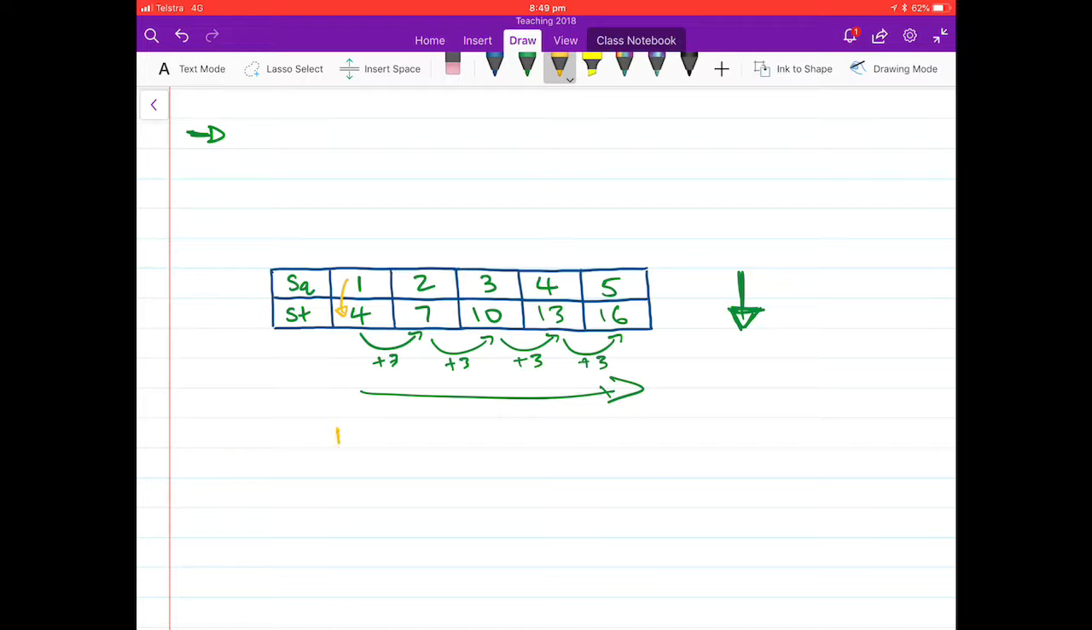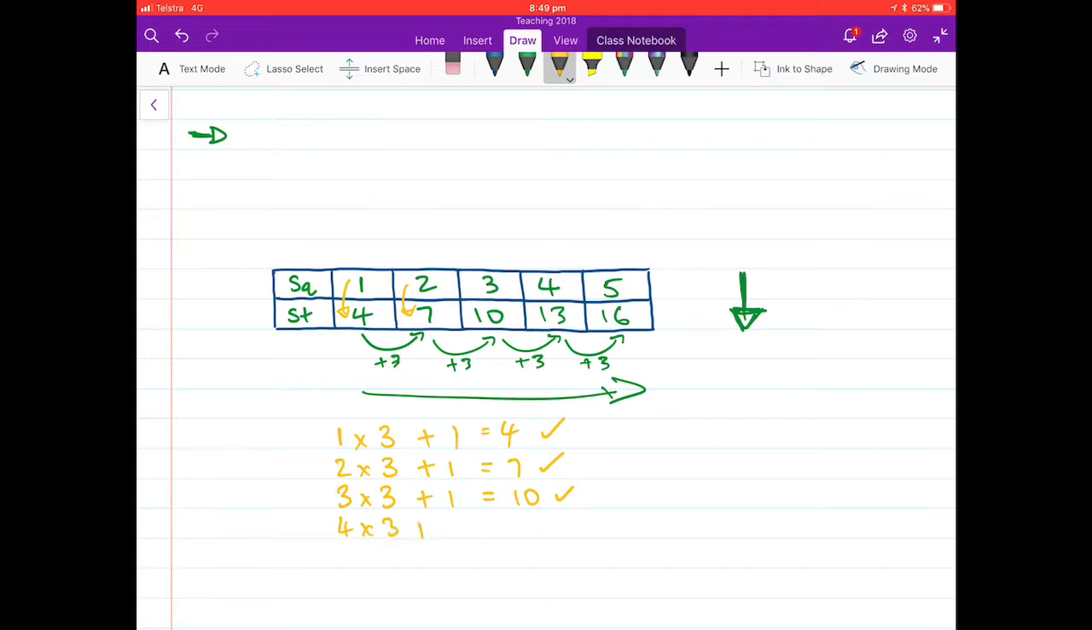To get from 1 to 4, I'm going to look at taking 1 square, multiplying it by 3 and then adding 1. So 1 times 3 is 3, plus 1 equals 4. That works. Now to get from 2 to 7, if I take 2 squares, multiply it by 3, and add 1, I get 7, which is fine. So it's working so far. If I was to take 3 squares, multiply it by 3, and add 1, 3 3s are 9, plus 1 is 10. Seems to be working. Let's just check the remaining 2. If we take 4 squares, times it by 3, and add 1, we get 13. 5 squares, times it by 3 plus 1, we do actually get 16.